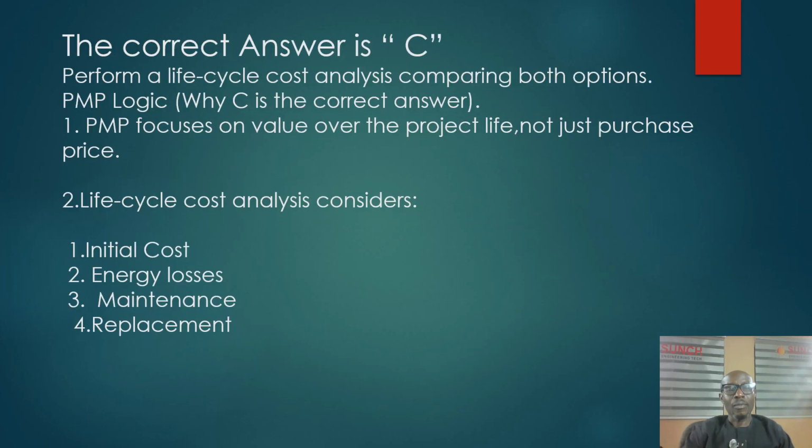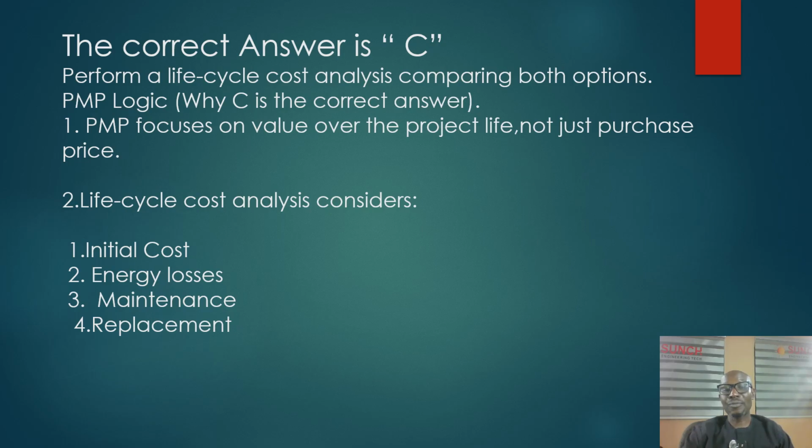The correct answer is C, so that means we are very correct. Perform a life cycle cost analysis comparing both options. PMP logic, why C is the correct answer. PMP focuses on value over project life, not just purchase price. In life cycle cost analysis, the first thing you do, you compare the initial cost between aluminum and copper, which is better, which is cheaper.